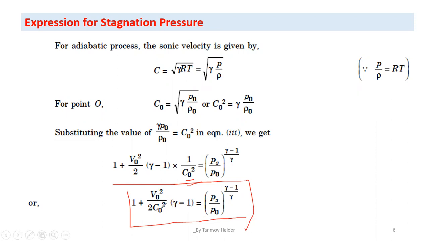Now again, VO square by CO square rings a bell. Do you remember something? V by C equals what? M, Mach number, right? So this term will become M square. And that is exactly what we are going to do in the next slide.